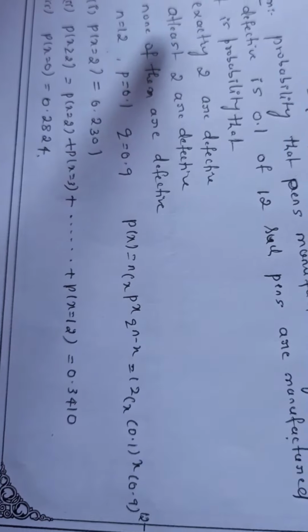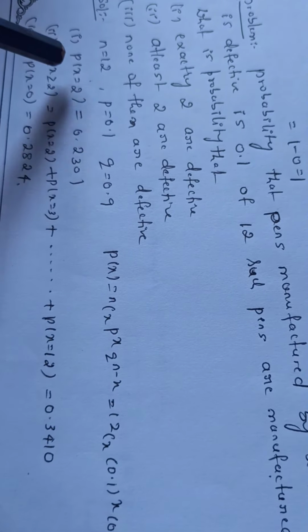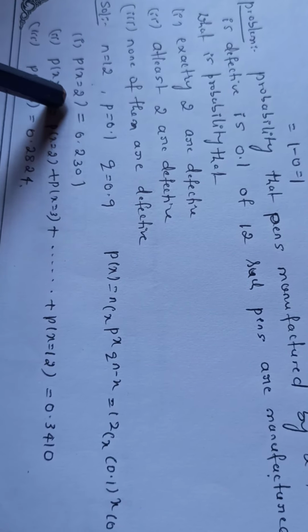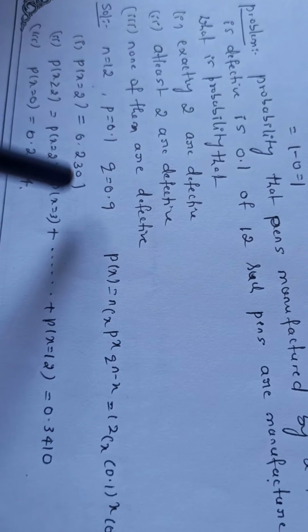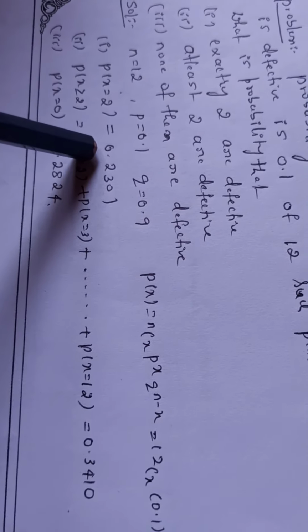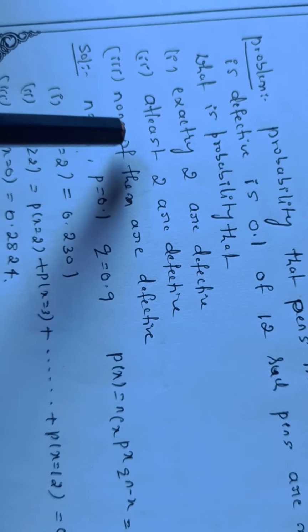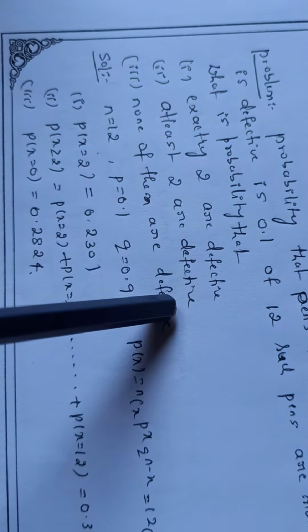So first we have to find what is the probability that exactly 2 pens are defective. It means probability of x is equals to 2 is given by, substitute the value of x as 2 in this formula. So you will be getting an answer as 0.2301.